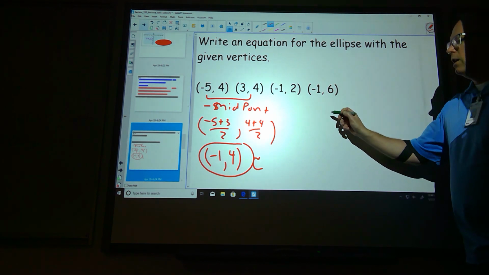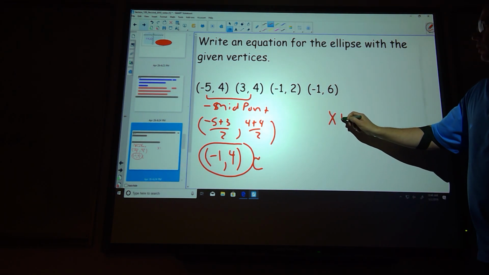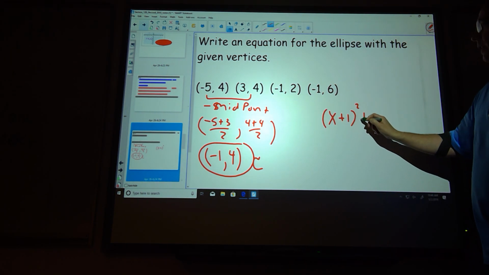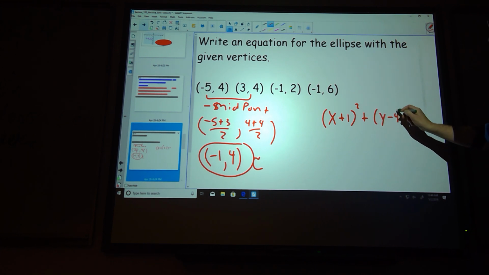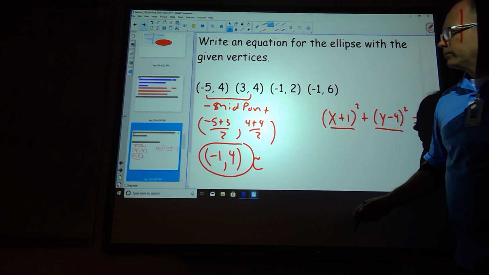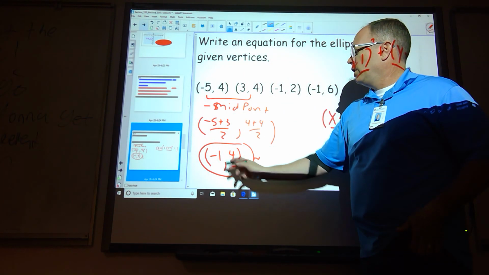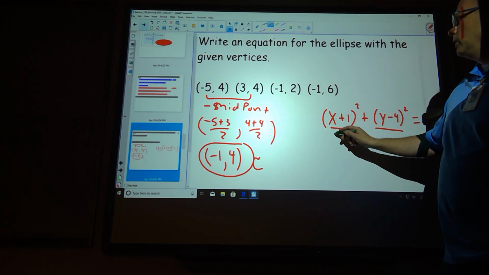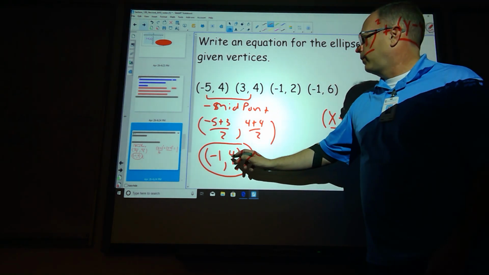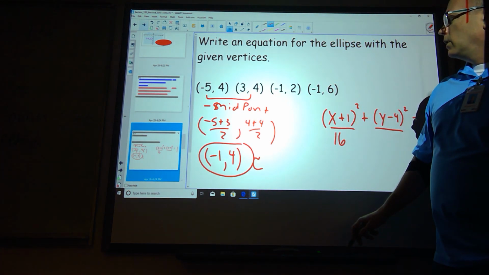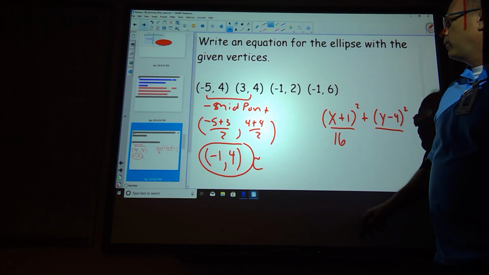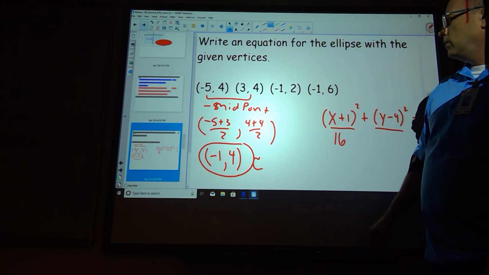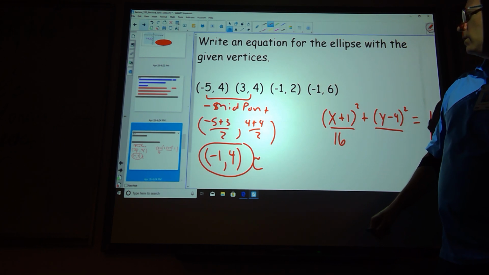So it's shifted. So I'm going to get x plus 1 quantity squared plus y minus 4 quantity squared equals 1. What's it going to be over? What's the distance from negative 1 to negative 5? 4. 4 squared is? 16. What's the distance from 4 to 2? Or wait, it's 4? It's over 4. Yeah, it's over 4. Good.